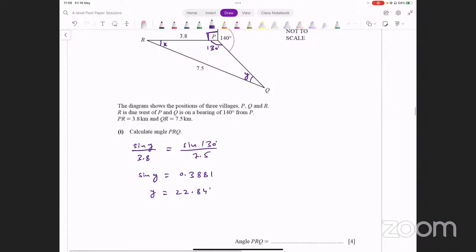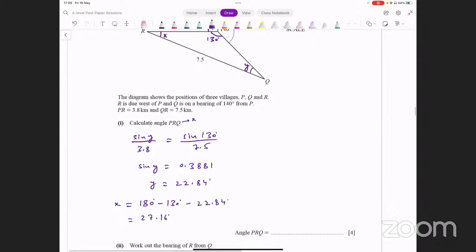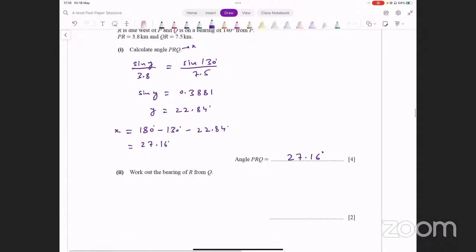Angle x कैसे आएगा? जो हमें एक्चुअली फाइंड करना था, PRQ एंगल फाइंड करना है. इसको हमने x क्या है? x कैसे आ जाएगा? 180 minus 130 minus 22.84 degrees. Let's see what this turns out to be. That's 27.16 degrees. And that's your final answer here. 27.16 degrees. All right. Let's move on.